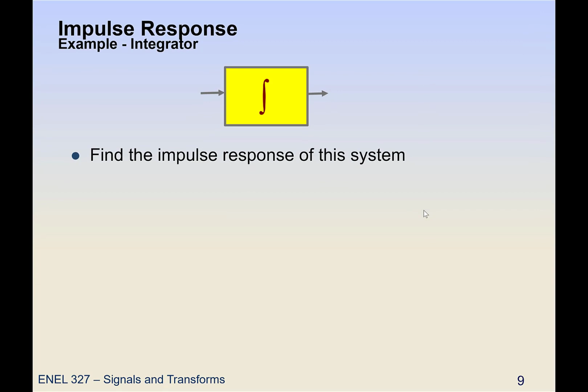Okay, so first we want to find the impulse response. By definition, we just set the input to an impulse. And then h of t is going to be, since it's an integrator, this is the definition of the system. So whatever the input is, in this case it's a delta, the definition of the system is like that. So what's h of t?